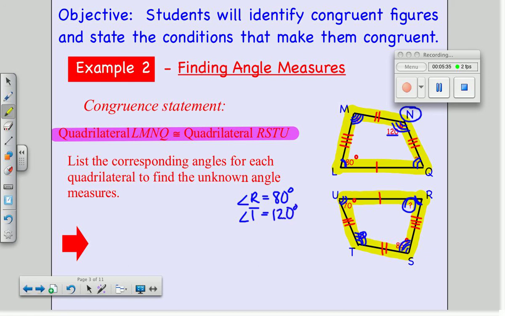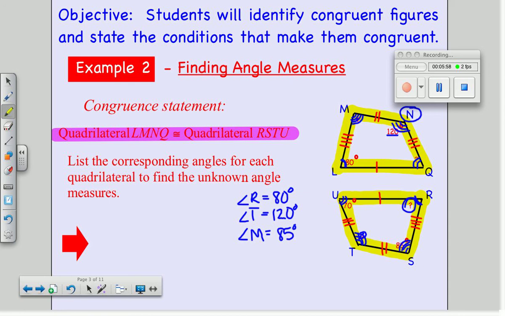What else is missing? Looks like angle M is missing from up here. Angle M. And what does angle M correspond to? It corresponds to, let's see, it has 4 lines. 1, 2, 3, 4. Angle S. So that's 85 degrees, because angle S is 85, so angle M also has to be 85.